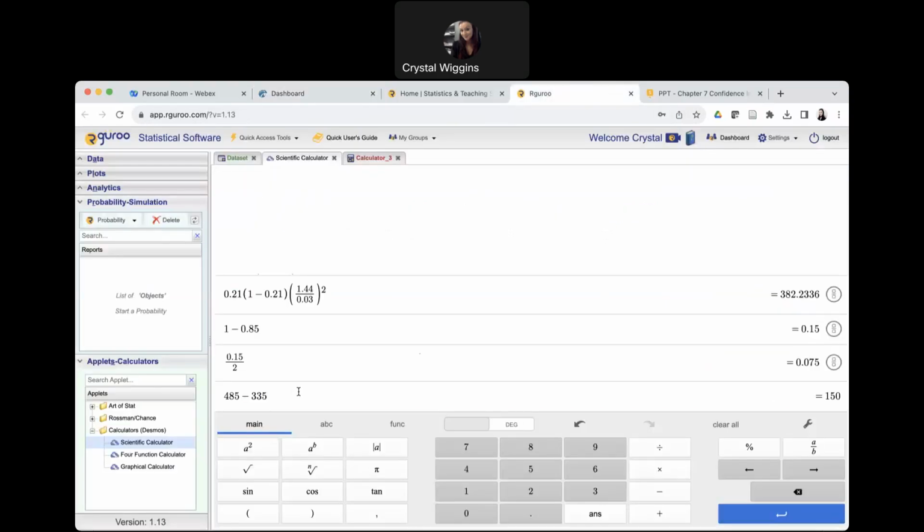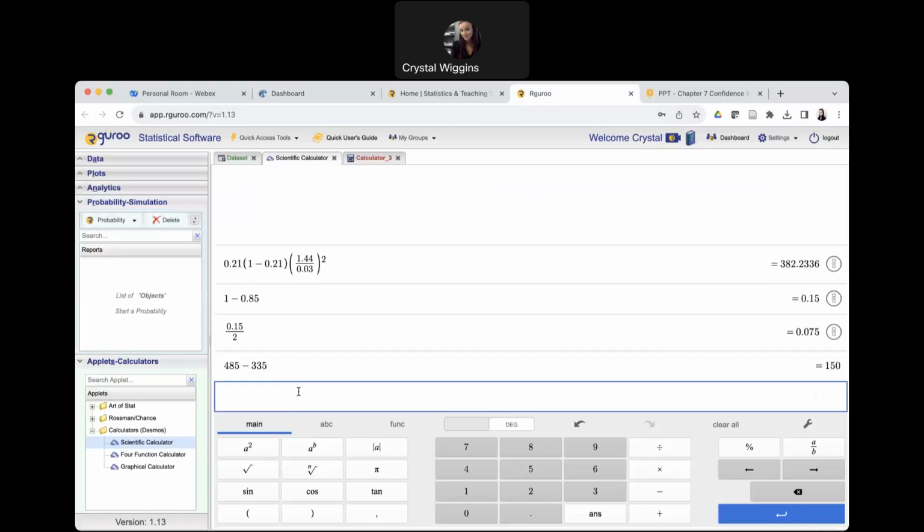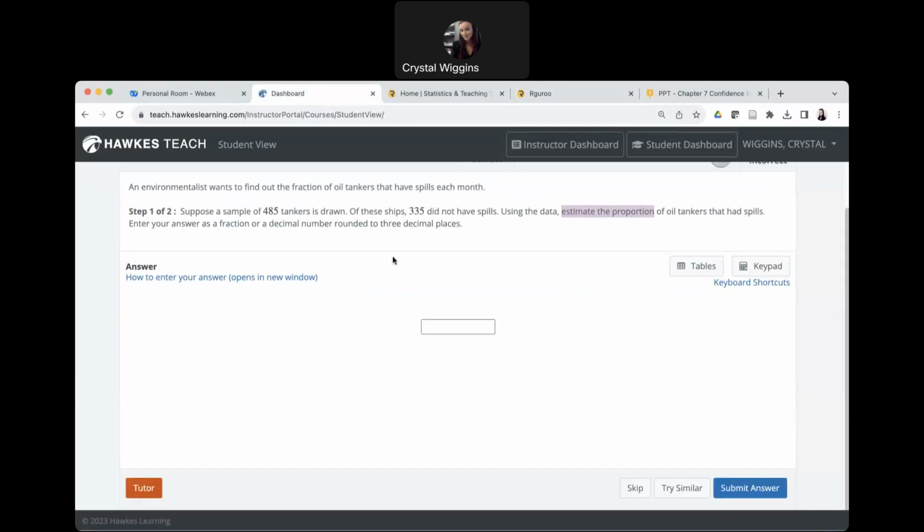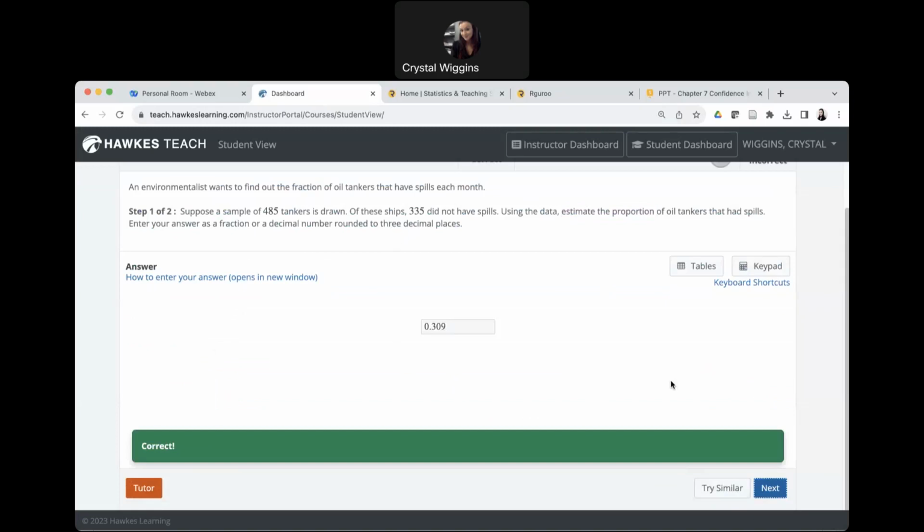So if I come into our Rguroo, again, I'm just using the regular calculator, and I say, okay, my part is 150. 150 represents those tankers that spilled. And I divide by 485, the total number of tankers I sampled. Then I can see that my estimated proportion is 0.309 if I round to 3 decimal places. So that's how we find our estimated proportion, or our point estimate.